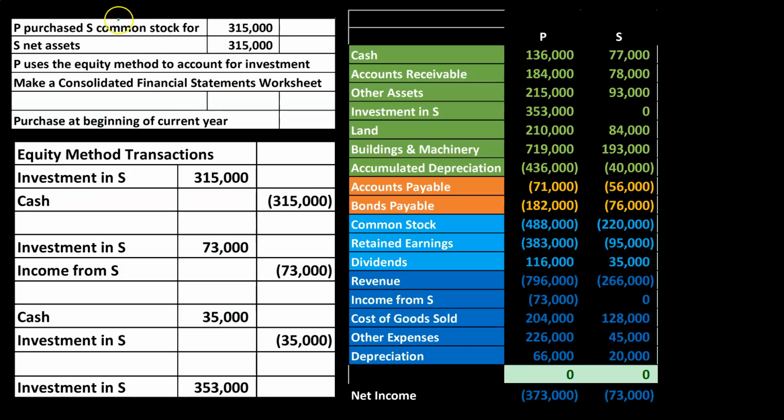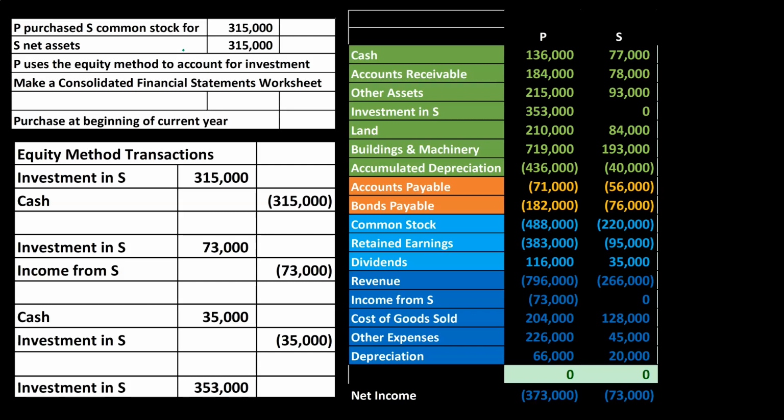All right, so the information is going to be on the left-hand side. And then we're going to go through our consolidation worksheet on the right-hand side. So we're going to say that P purchases S common stock for $315,000. So $315,000 was for the purchase, and that happened at the beginning of the year. We're going to do the consolidation worksheet at the end of this year, and the net assets at the point of purchase happened to be the exact same amount. So the purchase price happened to be for the exact book value. The book value of S was what the purchase took place for as of the beginning of the year, and it's now the end of the year.